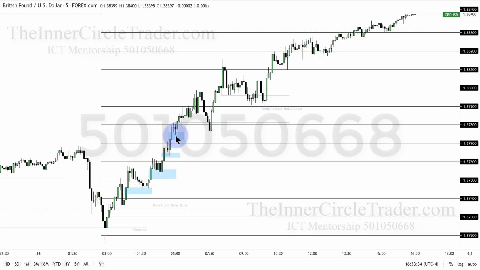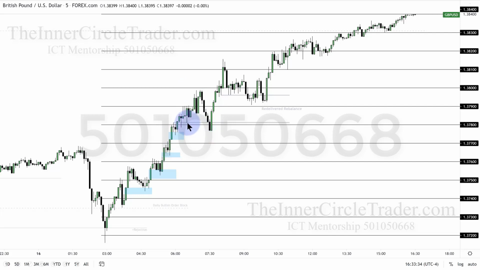What am I waiting for? I want to see it trade up to the next 10 pip level. There, it does. And it trades lower, trades into this level here, which is what? Redelivered rebalance. This level here, redelivered rebalance. So in other words, we have all these candles back and forth on that 15-minute time frame. So that cancels out all of this area in here until we get trading down into this level. Now we're at a deep discount, and this candle is what? A bullish order block.